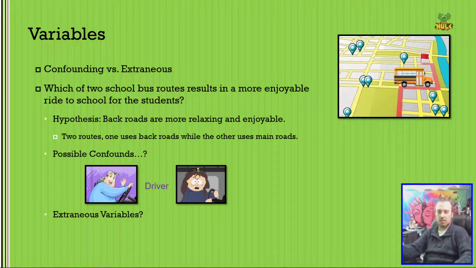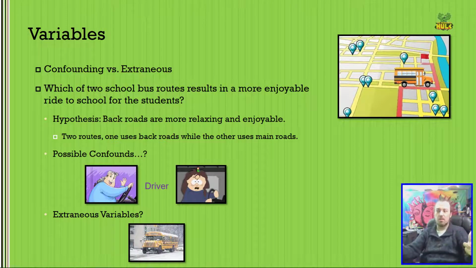You might also have something like bad weather that day that affects both routes, and neither group really enjoys the ride because they're both kind of scared of slipping and sliding on the roads. This is an extraneous variable that's randomly distributed across both those groups, so you can't control for this one, you can't eliminate this one.